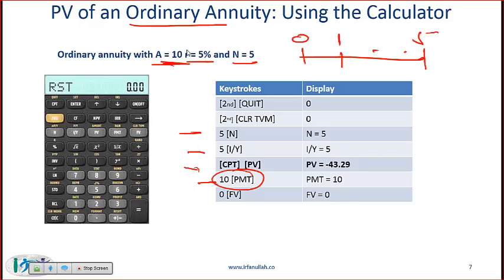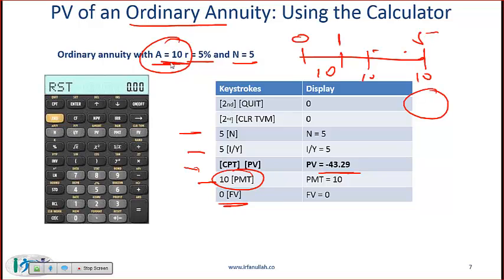10 for payment represents this payment. 0 FV means that there is nothing at the end. So actually I should not say nothing at the end. What we have here is 10, 10 and so on, and then there is a 10 at the end. There is nothing other than that 10. So that's why FV is 0. You compute the PV and you get 43.29.